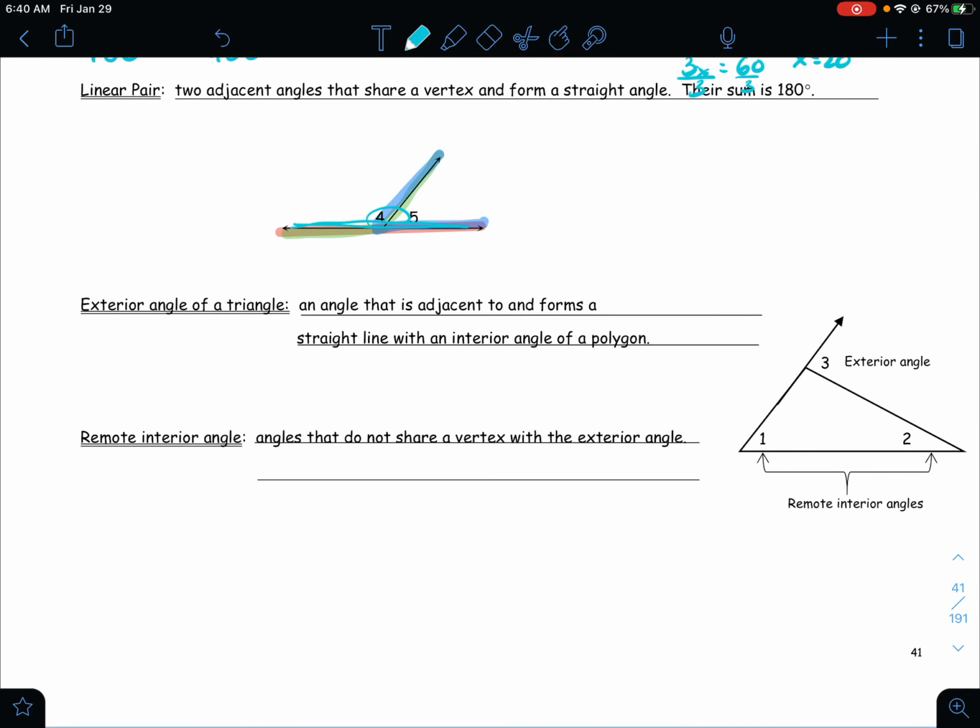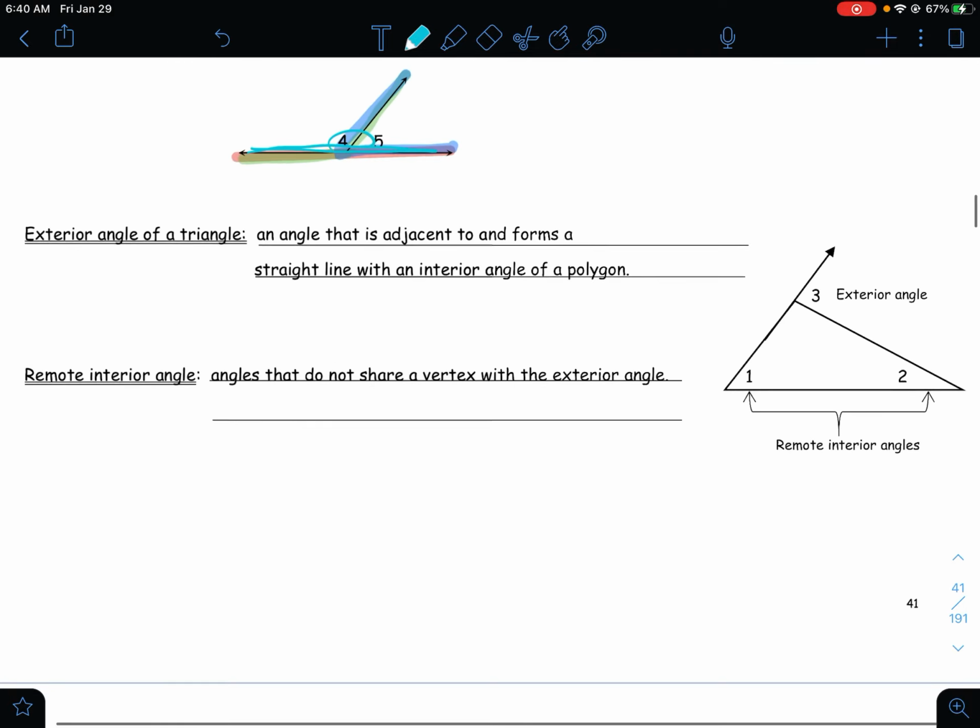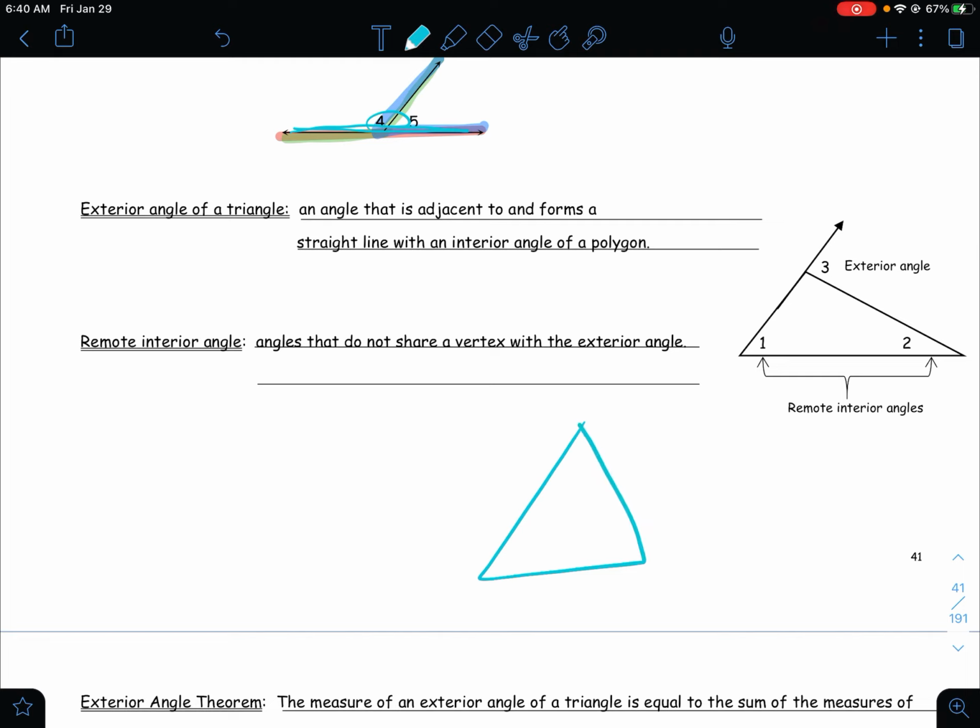Next, we have an exterior angle, which is an angle that is adjacent to and forms a straight line with an interior angle of a polygon. So basically what that means is you have something like this. If you kind of extend that, that would be an exterior angle. We could extend this. This would be an exterior angle. We could extend this. This would be an exterior angle.